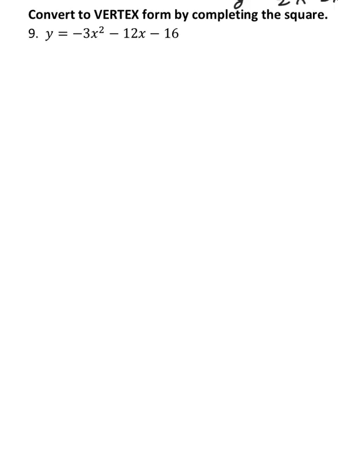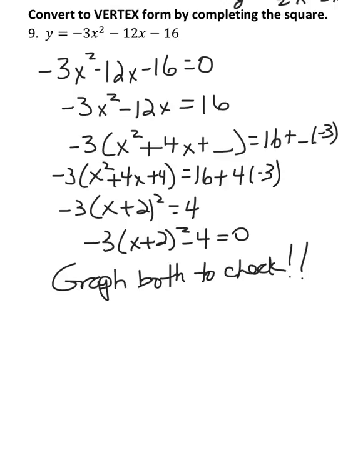Okay, so for numbers 9 and 10, we're converting to vertex form from standard form by completing the square. Here you can see I have worked out this whole problem. We have negative 3x squared minus 12x minus 16 equals 0. I set it equal to 0 first. I move the 16 over to the other side of the equal sign. I get negative 3x squared minus 12x. I then factor out the negative 3, and I get negative 3 quantity x squared plus 4x. Now the sign changes to a positive, so be careful about that. When you factor out a negative, this sign changes.